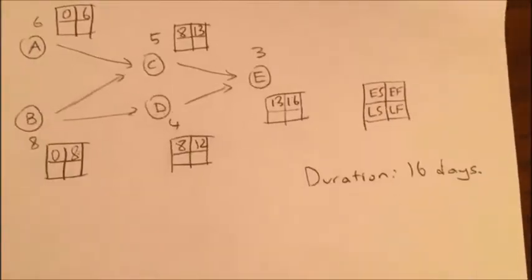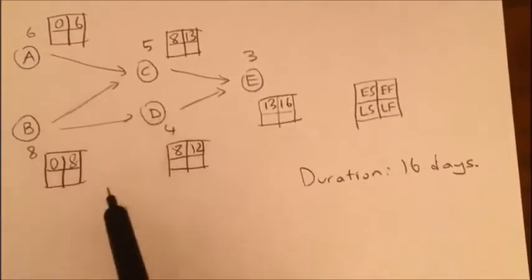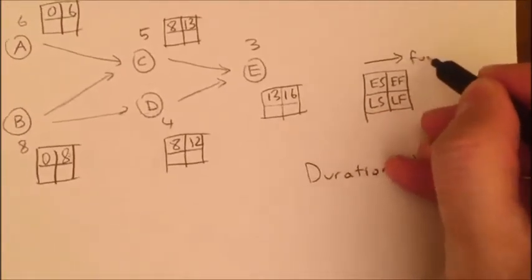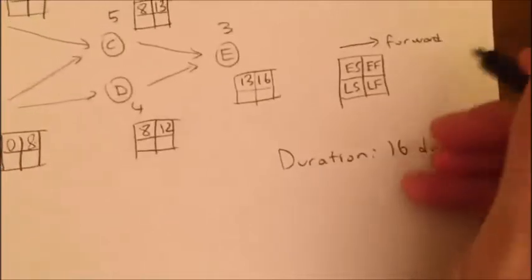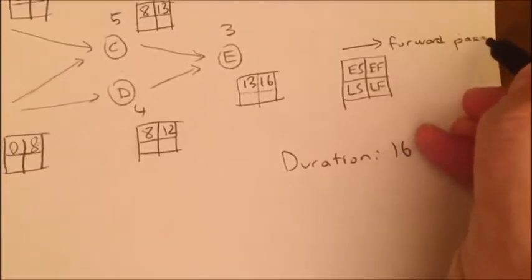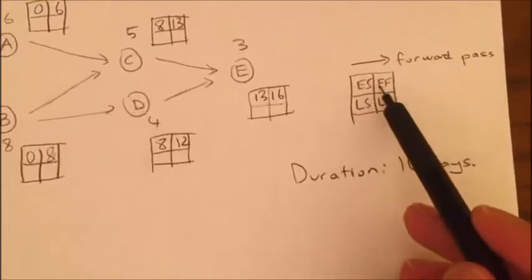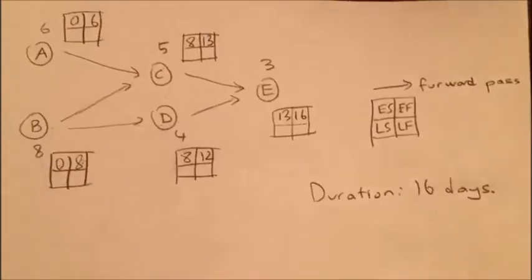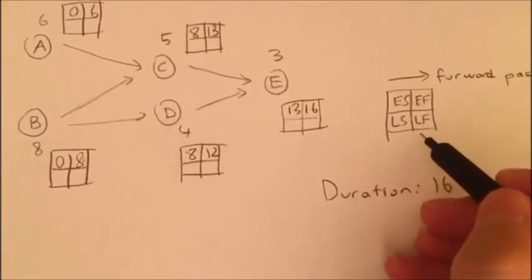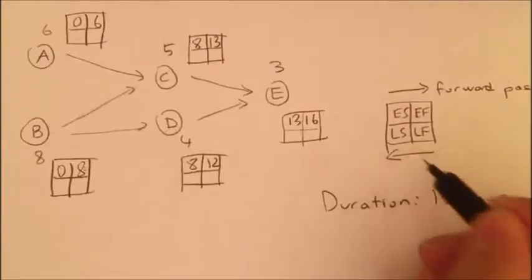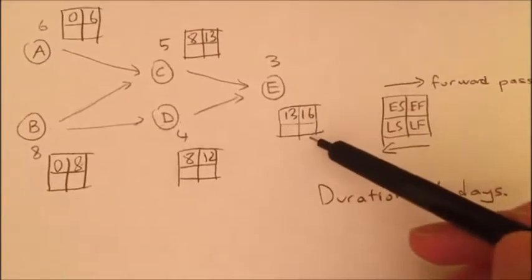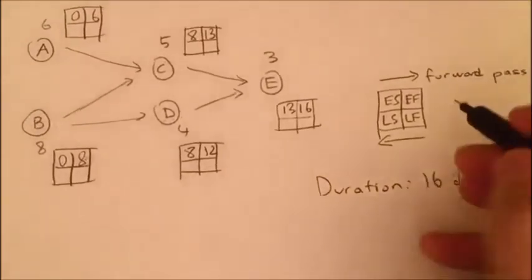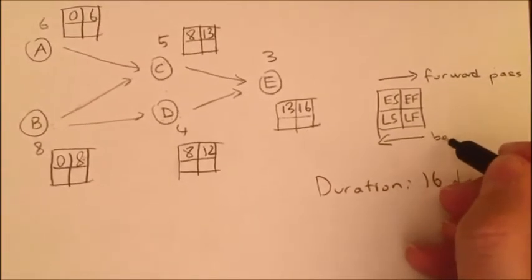Now let's review what we did here. We calculated all the early start and early finish values. We call this the forward pass. You have to calculate the early start and early finish values from the beginning to the end. Now I'm going to look at the late start and late finish values, which I do on a backward pass. I have to start from the very end and go towards the beginning to calculate my late start and late finish values. So this is backward.